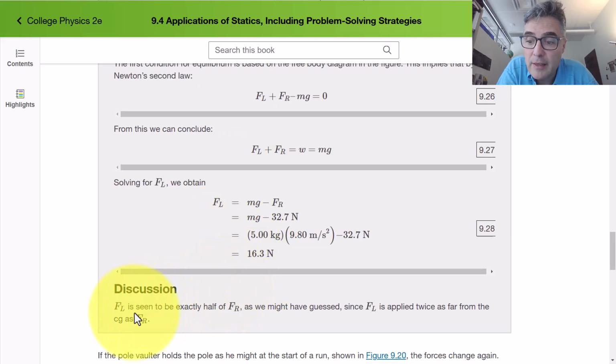And here you find that Fl is half of Fr, as we might have guessed, since Fl is applied twice as far from the center of gravity as Fr. So they sort of have the same torque around that center of gravity.